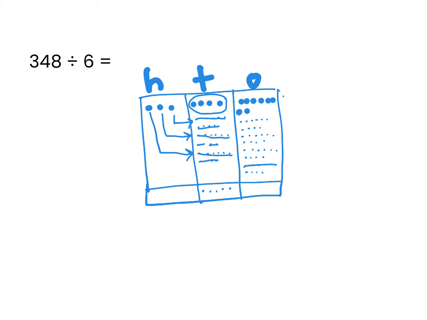So I've got a group of 6 here. 2, 3, 4. And I've got a group of 6 up here. 5. And 1, 2, 3, 4, 5, 6. And again 1, 2, 3, 4, 5, 6. Nice even way of getting that out.